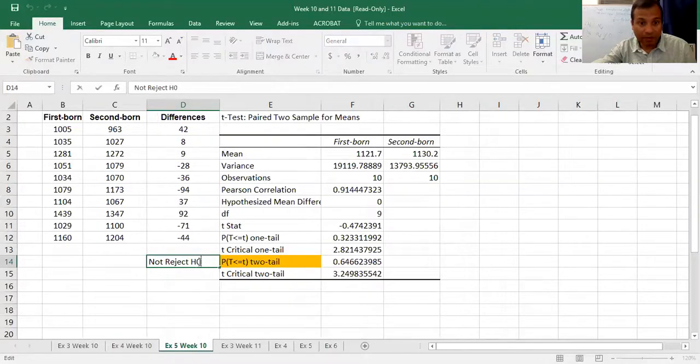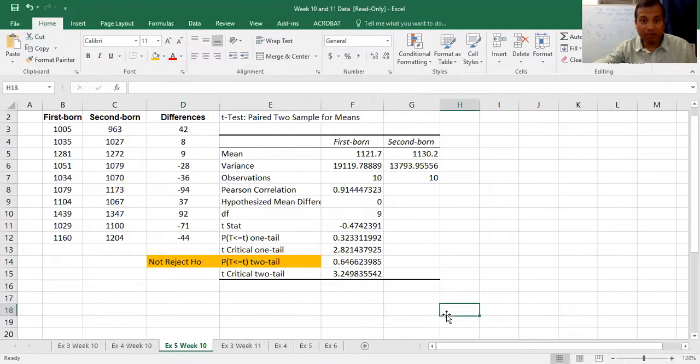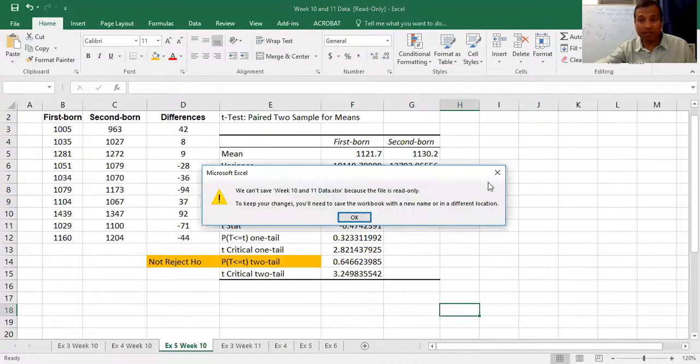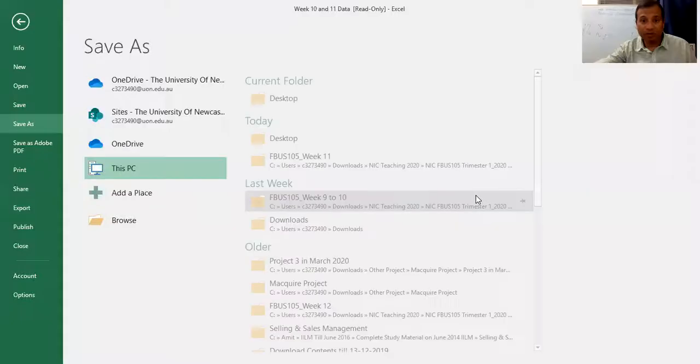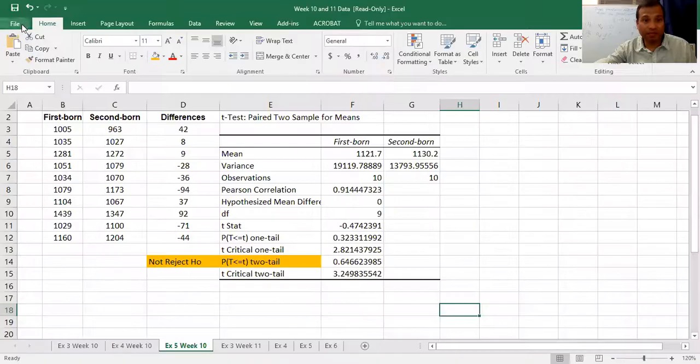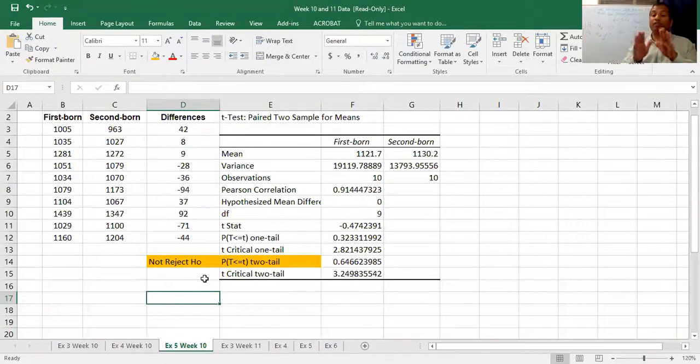I'm writing here, not reject. I hope the things are clear for you, because it's easy. The P value is in front of you and the alpha value is in front of you, so we can take a decision on the basis of hypothesis testing. We should not reject H naught. That is the first stage. What is the second stage? Part B for the question.